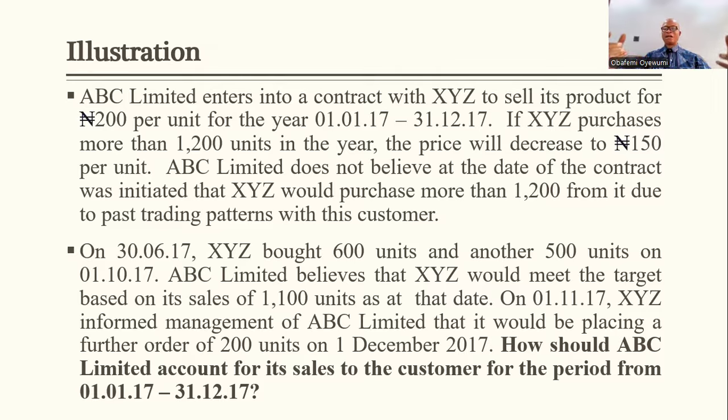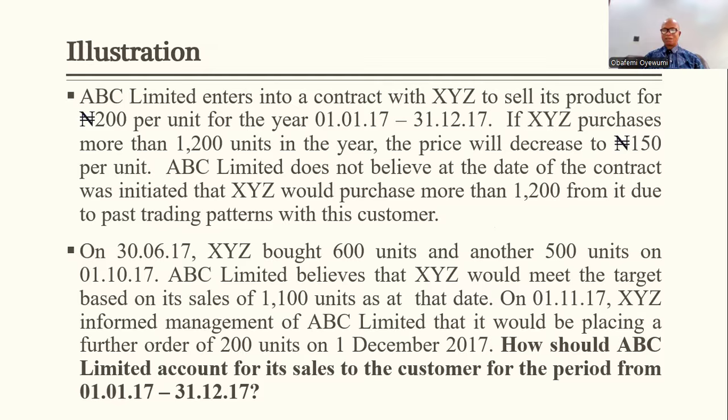I'm going to supply; the cost of the product is 200. But if you're going to buy more than this amount, then the price will come down to 150. ABC Limited does not believe, at the date the contract was initiated, that XYZ will purchase more than 1,000 units from it. Look at the reasons here: due to past trading patterns with the customer. But on 30th June 2017, XYZ bought 600 units and another 500 units on 1st of October 2017.